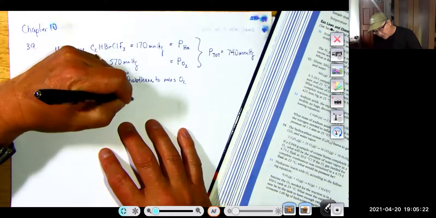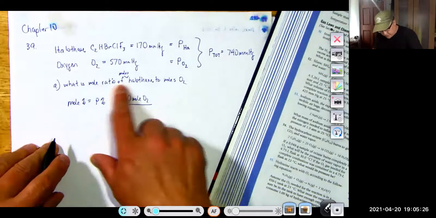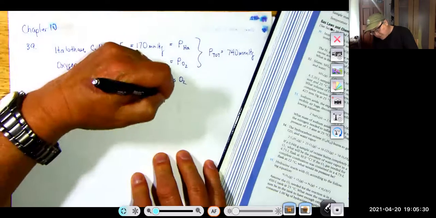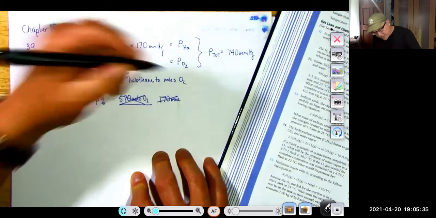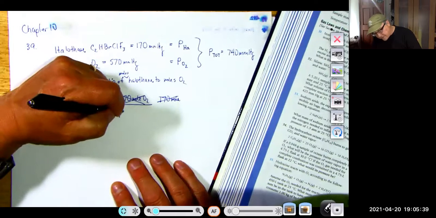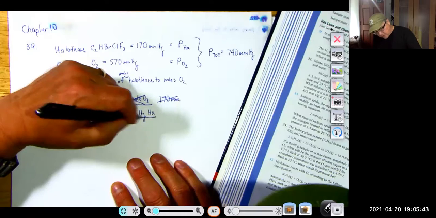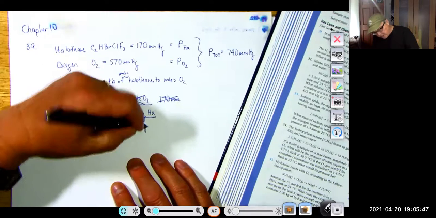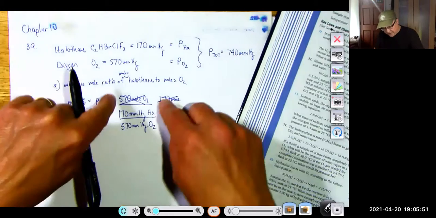570 moles of O2. Well, actually, we want halothane to O2, so that usually means halothane's on top. So 170 moles of, and then here's what I'm going to say: 170 millimeters of mercury of halothane per 570 millimeters of mercury of O2. So that's the pressure ratio, right?